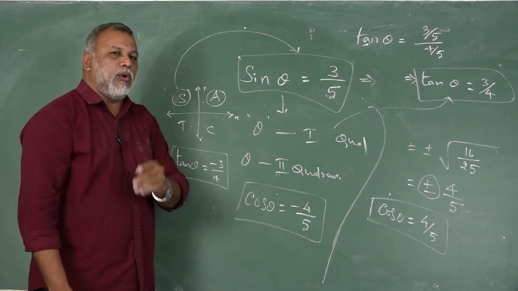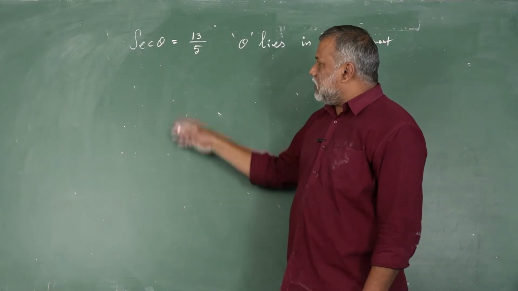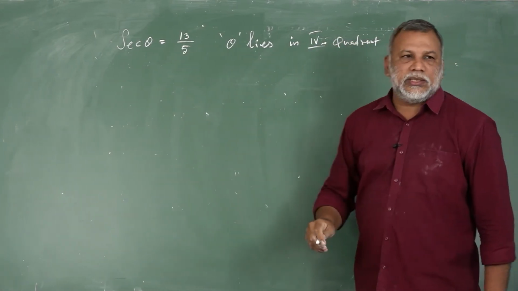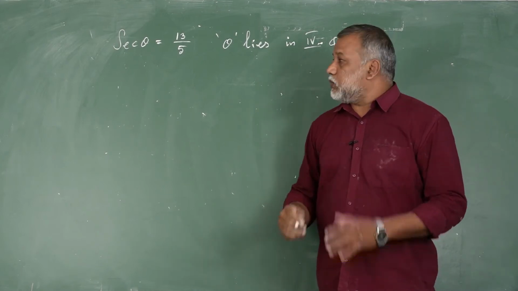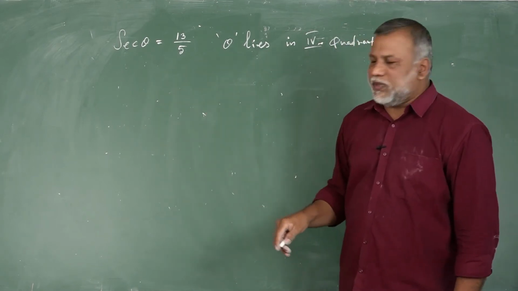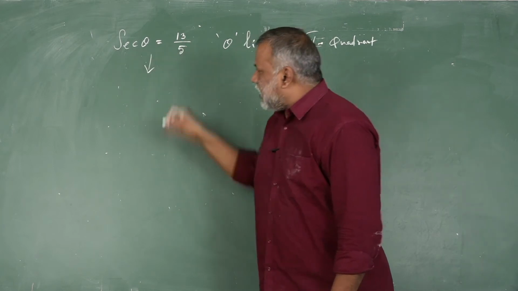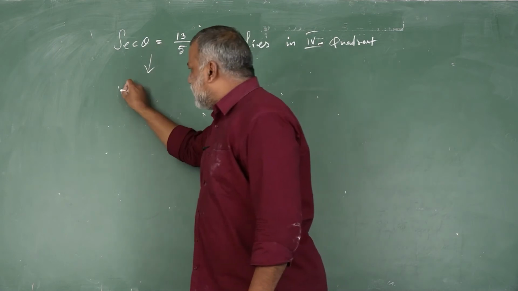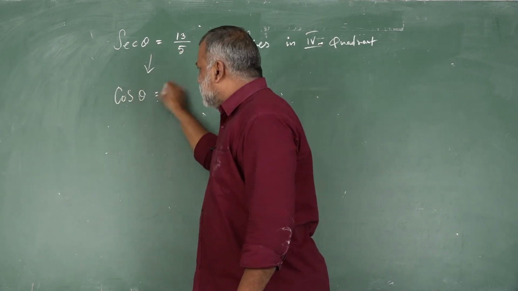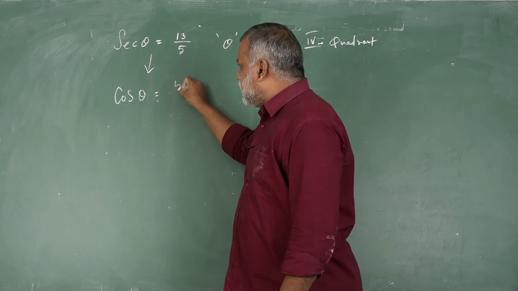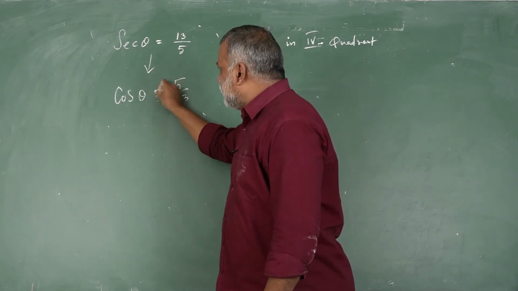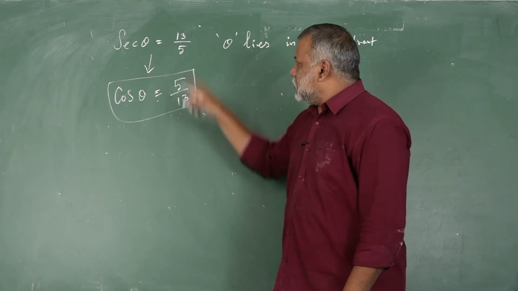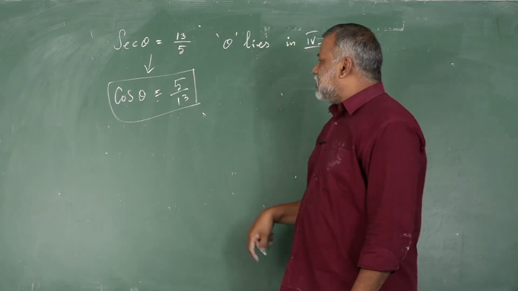We are going to discuss one more question. Secant theta equal to 13 by 5. Theta lies in the fourth quadrant. Find all other trigonometrical ratios. The given is secant theta. Immediately we are able to take cos theta. If you take the reciprocal of secant, we get cos. Cos equal to 5 by 13. So cos is the reciprocal of secant, so take the reciprocal, 5 by 13.